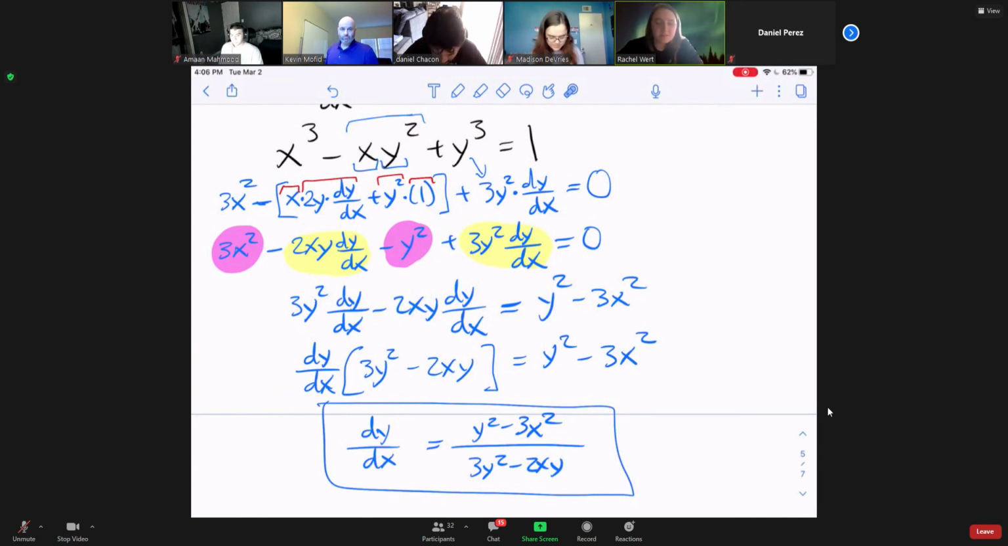Professor, why does the one turn into 0? Because the derivative of 1 is 0. You take the derivative of both sides. Okay, thank you.